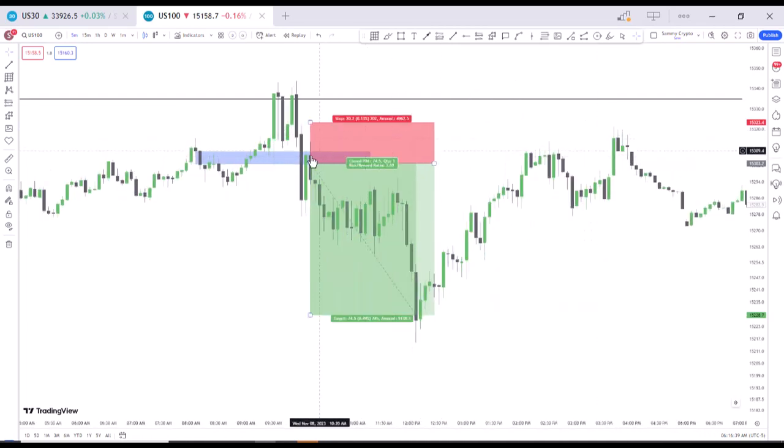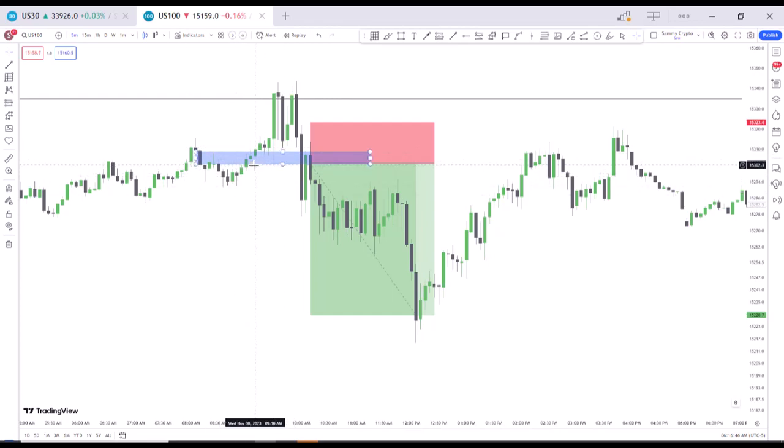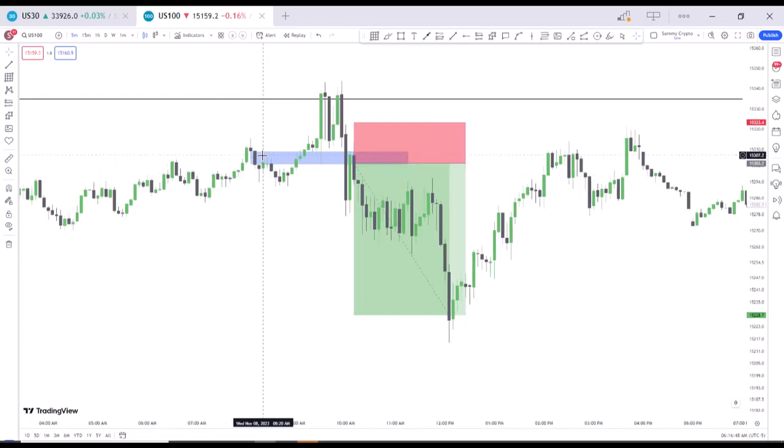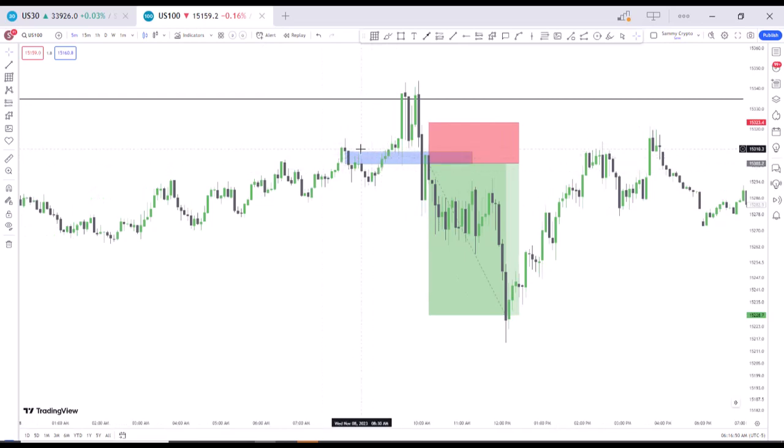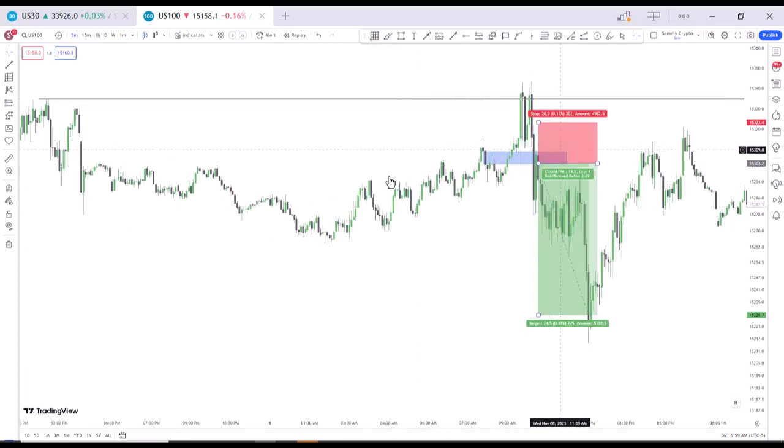So you can see how this inverse fair value gap works. Price does not need to respect that fair value gap for it to become an inverse fair value gap. Note that if price is respecting a fair value gap, then it will not act as an inverse fair value gap. Price must break through it, then retest that fair value gap. Now let's look at another example.